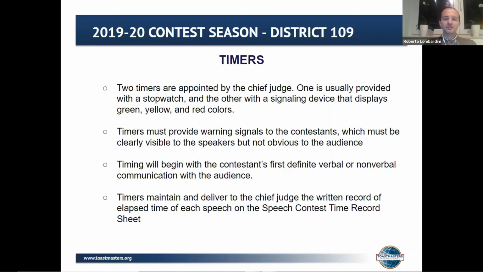Two things should be considered for timers. They should not be visible to judges, because judges should not consider time in their voting, and they will have to be able to start timing at the first signal of the contestant. This can be verbal or non-verbal, because the contestant can go on the stage and wait silently for some seconds, and this should not be counted in the time. The time should start if a contestant makes some gestures to the audience, or starts saying something, even a sound. It's written that it should be definite communication with the audience.